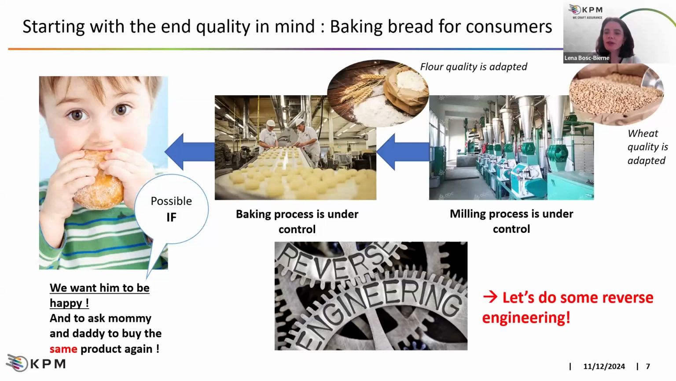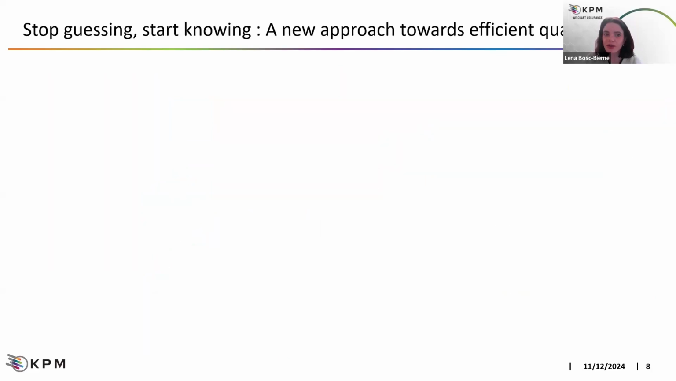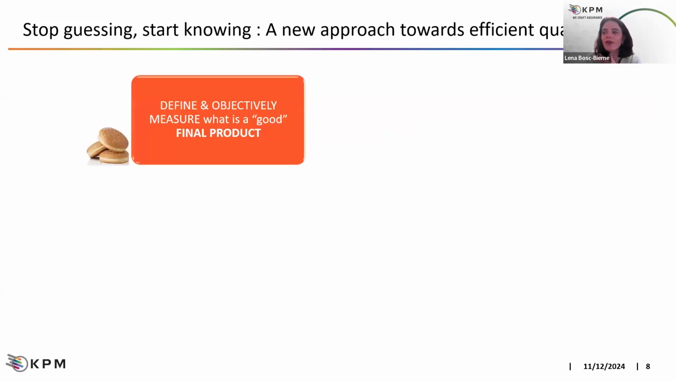And this is a little bit what this series of webinars aims to describe. So the idea is to stop guessing and start knowing, to have objective data at every point of the process. We will not be able to discuss everything today, but that's a good thing, because if you were with us during the previous webinars, you know that we already discussed how to define and objectively measure what is a good final product thanks to vision inspection systems. There is a recording available on YouTube for those who were not able to attend.